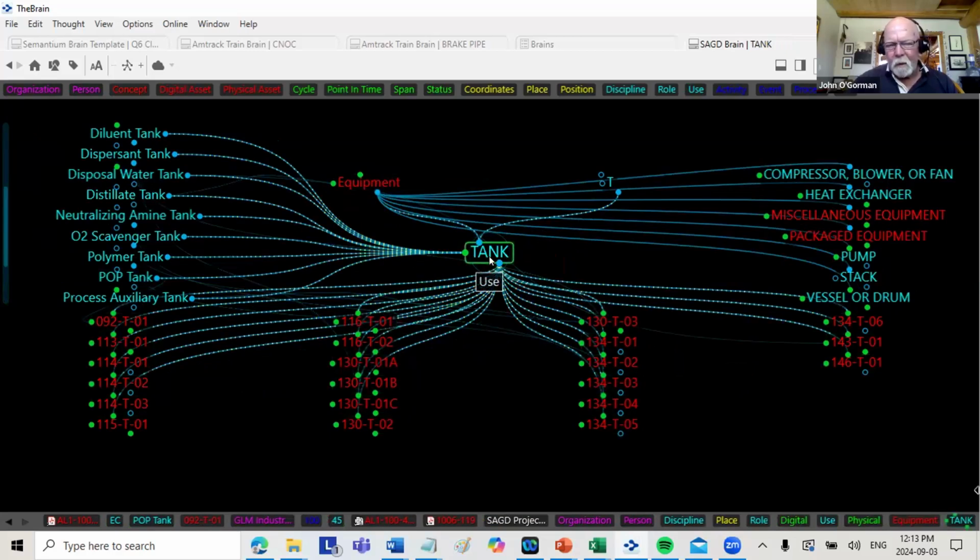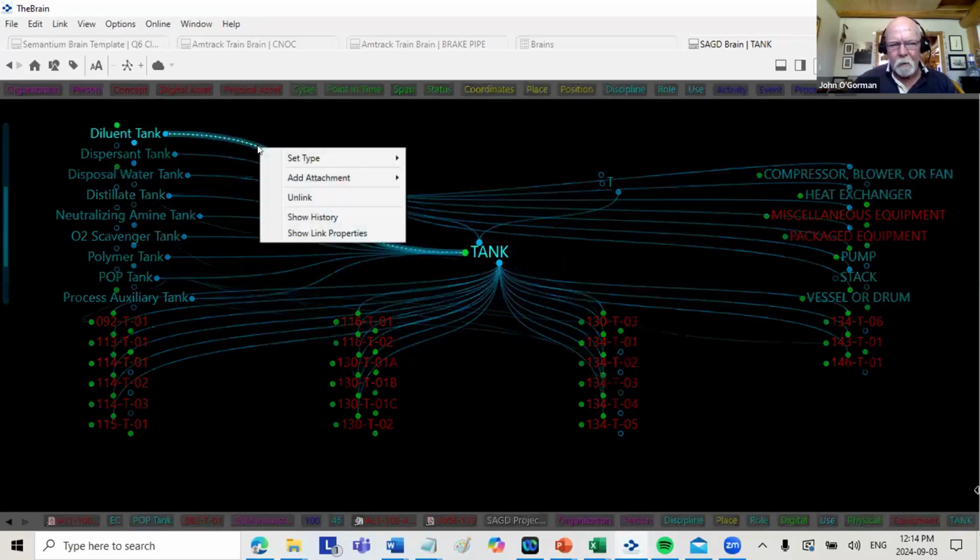So again, tank by itself is a function. In this case, tank is a functional word because it could be a concept word, but that's kind of the decision you make. And there's all of these different types of tanks. So this would be the diluent tank is a member of this class tank. I can demonstrate that really quickly.